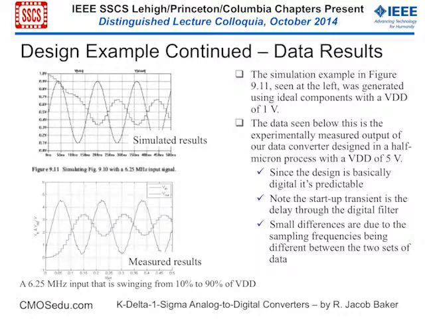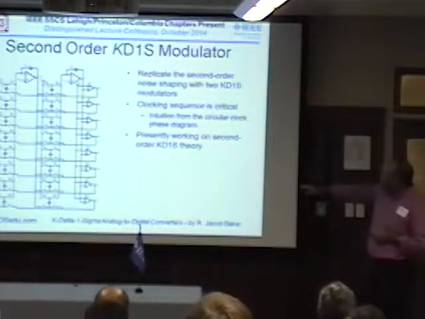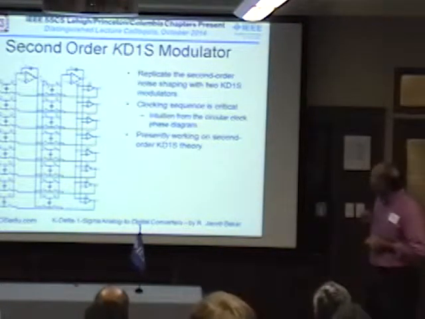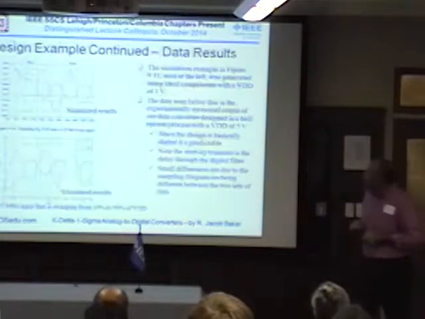Here on the top, there was the simulated. On the bottom, there's the measured results. Everything worked just like we were thinking it should. I thought I had more results than that. Second order, I guess I didn't. Maybe it's in the summary.